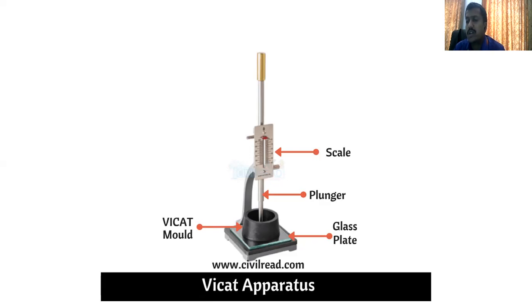Take an example. If I have taken 400 grams of cement and my consistency is 25%, how much water do I require to make the workable paste? 25% of 400 means I just require 100 ml of water. So I take 400 grams of cement, which is the standard weight for the consistency test as well as the setting time test, and weigh it accurately.